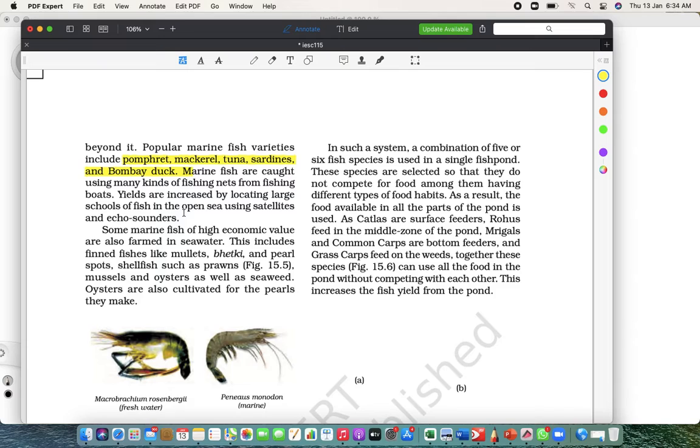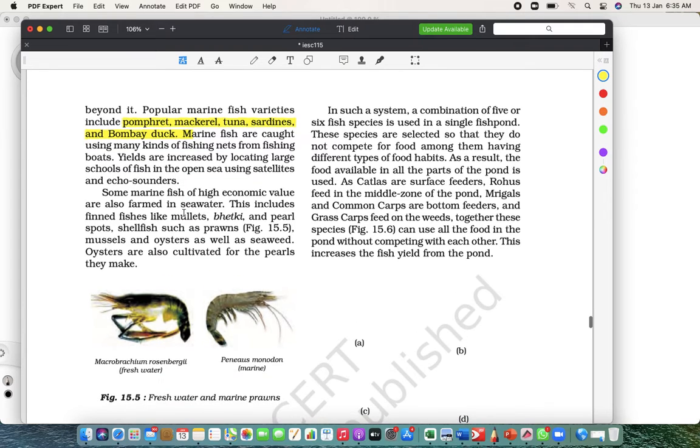Many times they will not get any fish, and many times they will get a good bulk of fish. The reason is they should know where these fish are located or going. Some marine fish of high economic value are also found in seawater, for example fine fish like mullets, betki, pearl spots, and shellfish like prawns. Those all have high value.